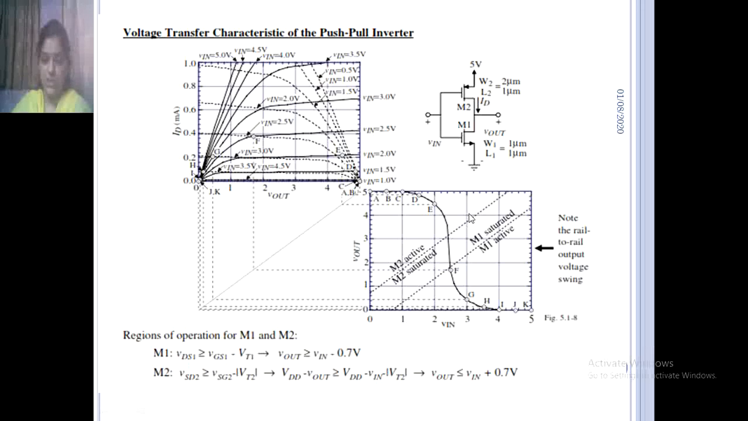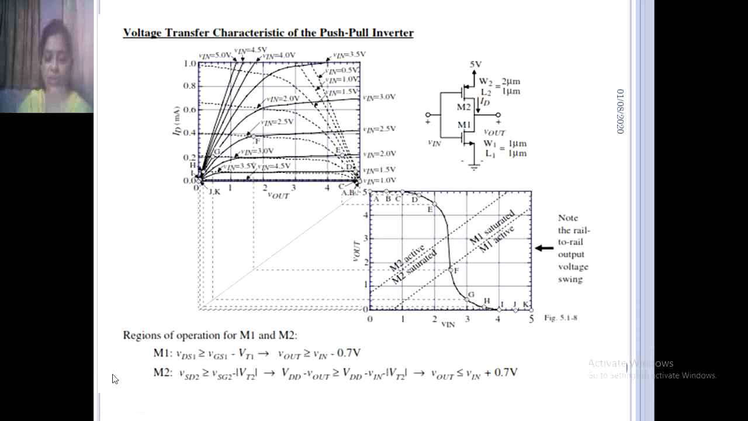If you see the midpoint of the graph, you will get the actual condition of M1 and M2. When it is high and at the transition level, then M2 is in the active region, and after this it will be in the saturated region. After this point M1 is saturated and M2 is active. They work like that, giving the rail to rail output voltage swing.